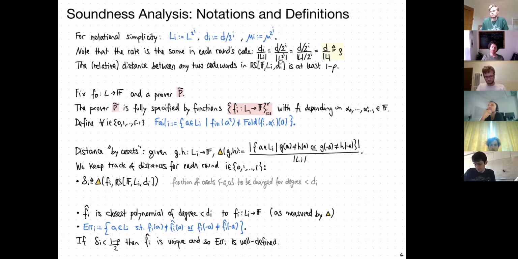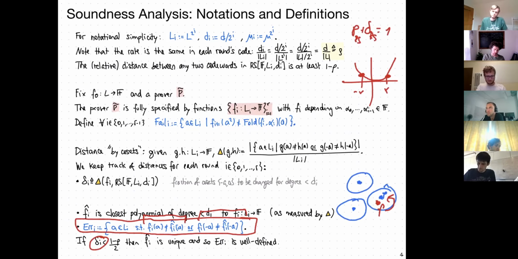Yes. So this delta is the distance of the function from the code word, and the relative distance is the distance between two valid code words. Exactly. The distance of the code is fixed, and we have a relative distance for each one of the rounds, which just refers to the distance between this particular function f_i and the Reed-Solomon code.